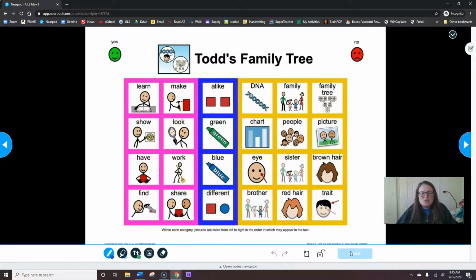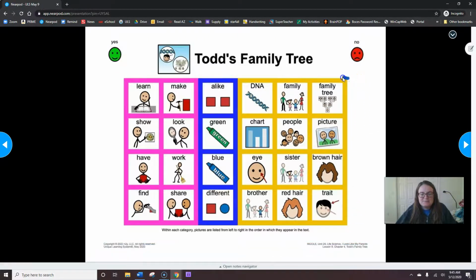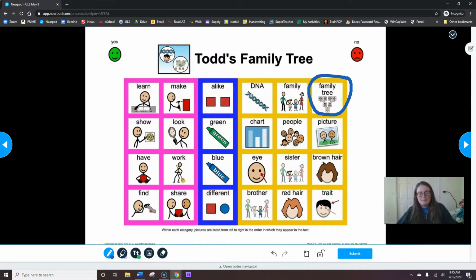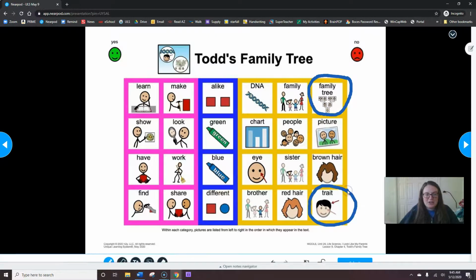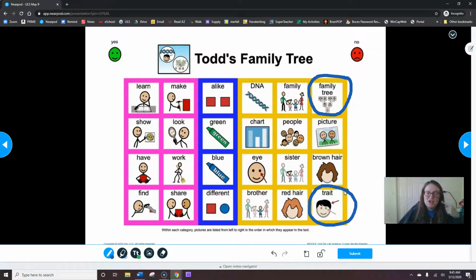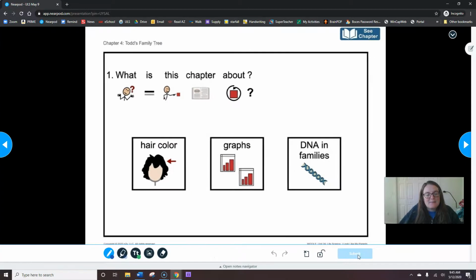So we read about a family tree today. Can you circle family tree? Sometimes you look alike and sometimes you look different based on your traits. Let's circle traits. Traits are the color of your eyes, your hair, your skin, how tall or short you are. So we read about family trees and traits today. When you're done circling family tree and trait, hit submit.